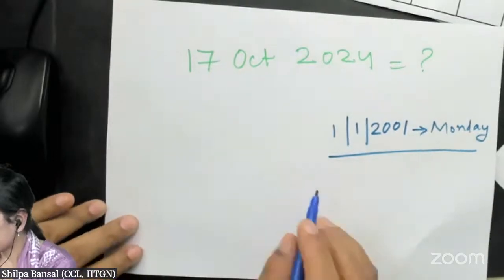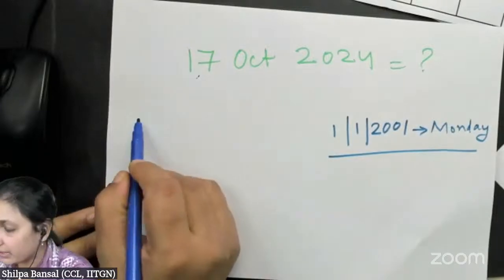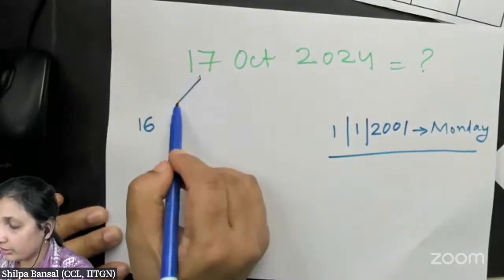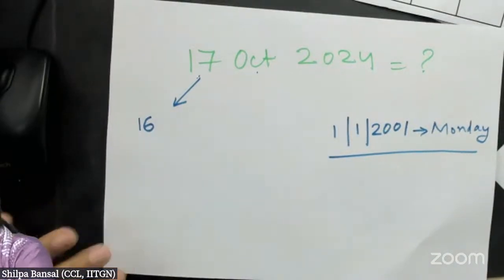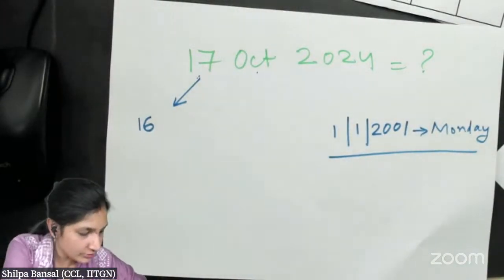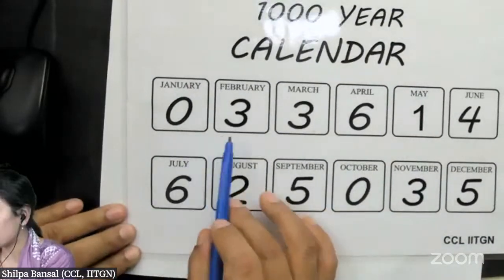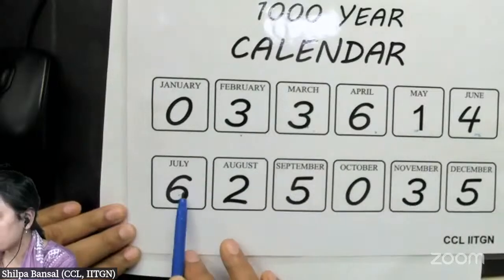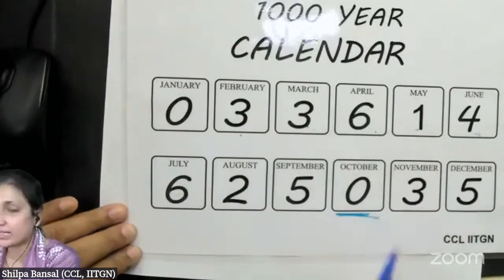So how will I do it? First, I will subtract 1 from here. See, I will subtract. What I am doing? I am subtracting 16. And then I am using this code. My October calendar, I am using this code. I will share with you 0 3 3 6 1 4 6 2 5. So what is the code, how am I getting this? I will show you.